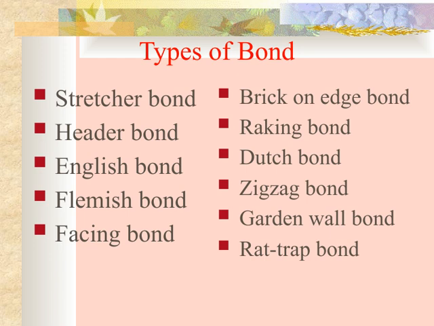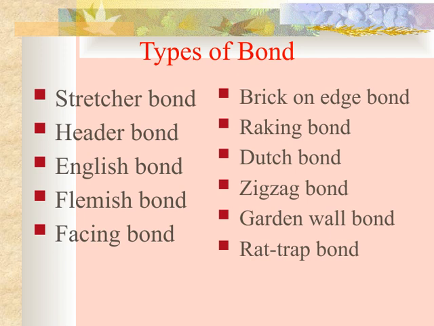a classic look. It's widely used in load-bearing walls. The Flemish bond, on the other hand, alternates stretchers and headers within each course, creating a more decorative appearance with a distinctive pattern. Facing bond is designed primarily for its visual appeal, often used where the outward appearance matters most. Brick-on-edge bond involves laying bricks on their narrow edge, which can be used for specific design effects or structural purposes. Raking bond introduces a diagonal pattern by staggering bricks at an angle, adding dynamism to the wall.